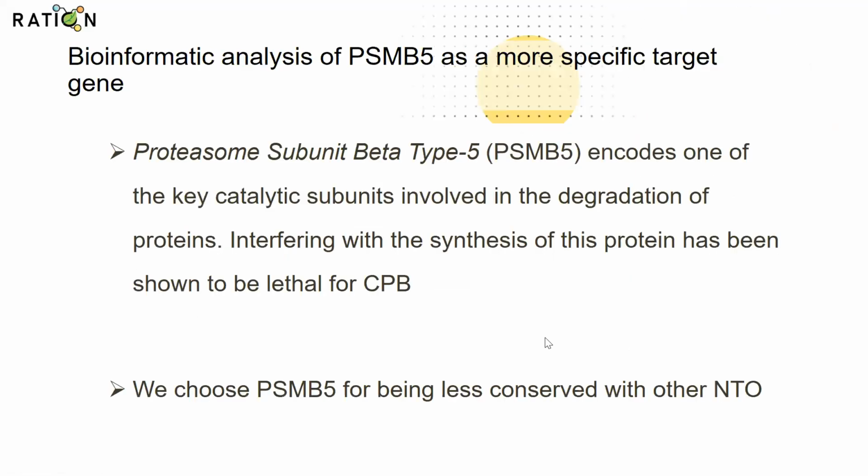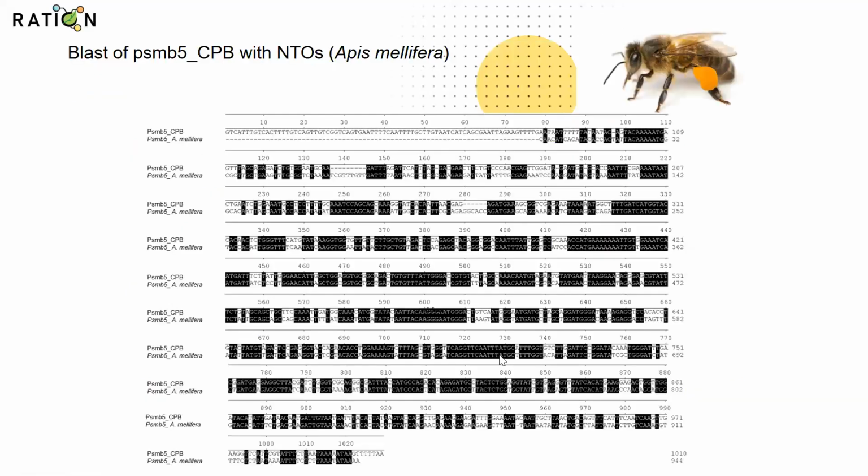And the second gene, the PCBMB5. This one is a gene which encodes one of the key catalytic subunits involved in the degradation of the protein for the CPB. And it has been shown that if we interfere with the synthesis of this protein, this is lethal for the CPB. And I said we chose it because it's less conserved with other non-target organisms. And indeed, what we did, we mapped the sequence of the double-strand RNA we are going to use with the sequence of the same gene in other non-target organisms.